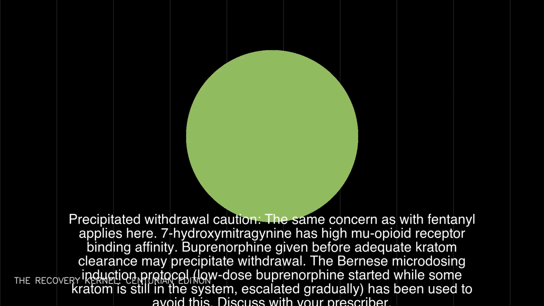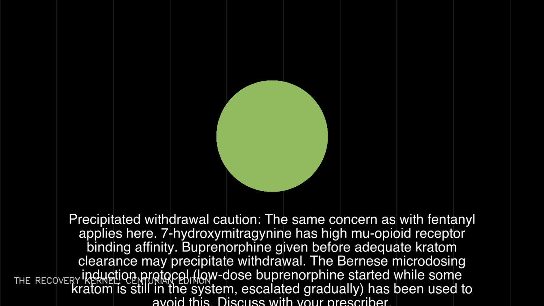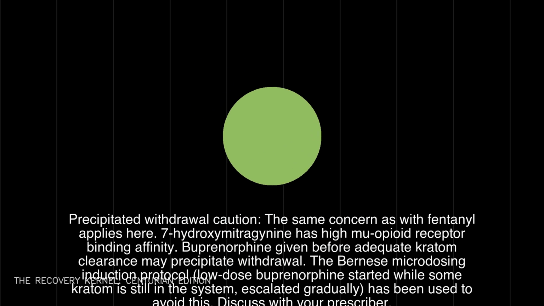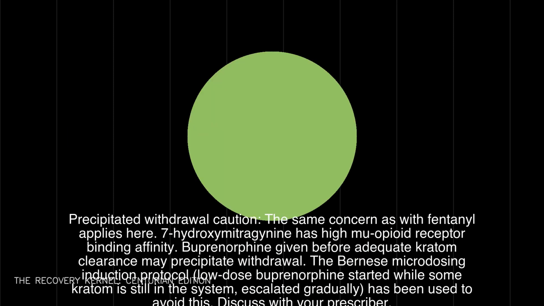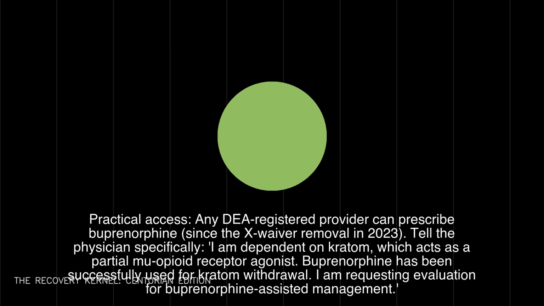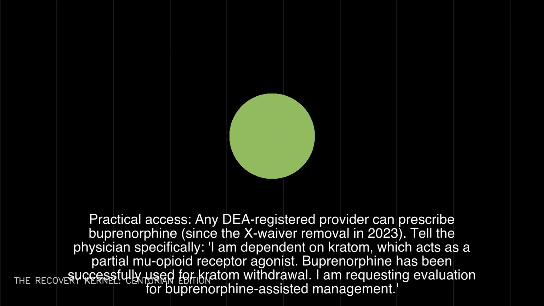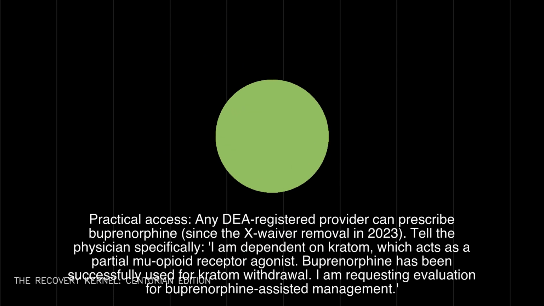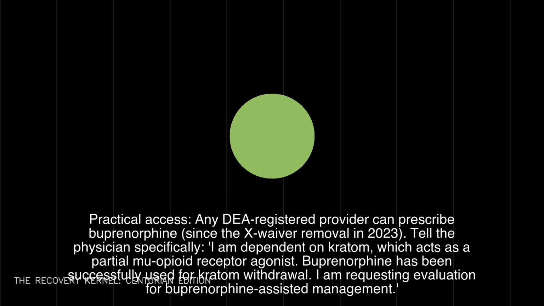Practical access: any DEA-registered provider can prescribe buprenorphine, since the X-waiver removal in 2023. Tell the physician specifically, "I am dependent on kratom, which acts as a partial mu-opioid receptor agonist. Buprenorphine has been successfully used for kratom withdrawal. I am requesting evaluation for buprenorphine-assisted management."